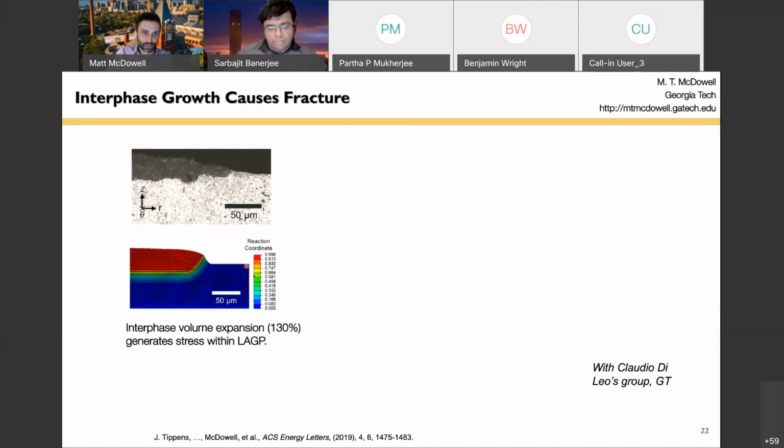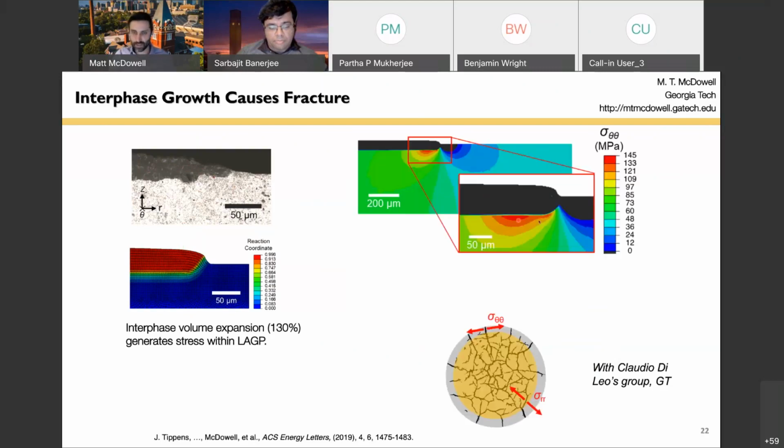But I'll just highlight this work. So we basically, working with Claudio De Leo at Georgia Tech as well, who has a very nice model for chemical expansion of materials and how that can cause stress evolution, took some of our experimental data of interphase growth. This is an SEM image that shows the edges of a pellet after we've grown the interphase here. And they were able to model this growth through a diffusion reaction type model with finite element method, and then predict the stresses based on some assumptions about material properties. And so there's some error here because we had to make some assumptions.